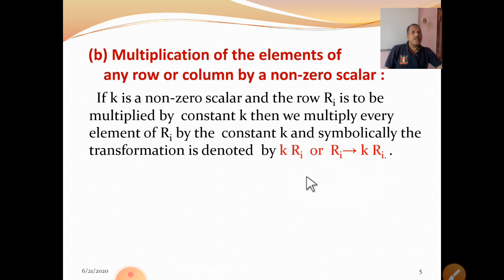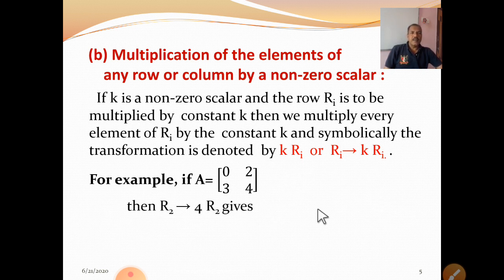Also see here, the meaning of these two transformations is the same. That is, we have to multiply every element of the ith row by the non-zero scalar k. Okay, let us take an example so we understand clearly.